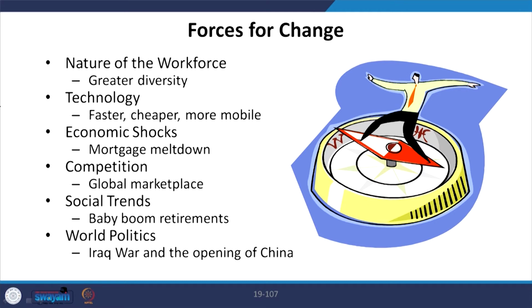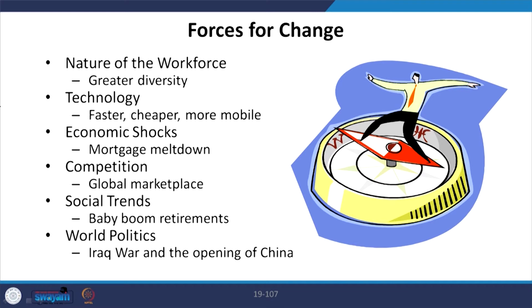Technology: faster, cheaper, more mobile technologies are being used in the organization for better efficiency. Economic shocks, the mortgage meltdown, competition, the global marketplace, there is a common platform on which the entire global market has come up. And social trends, the baby boom, retirement is taking place, there is a change in the workforce dynamics.